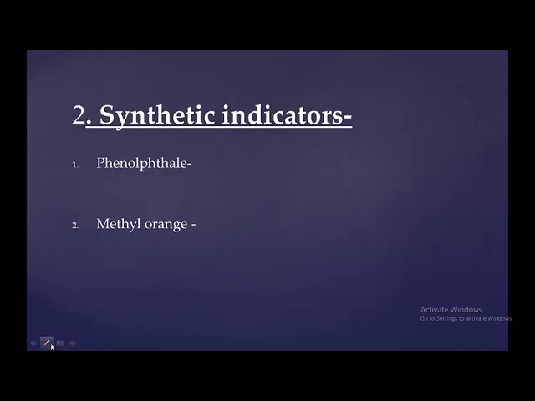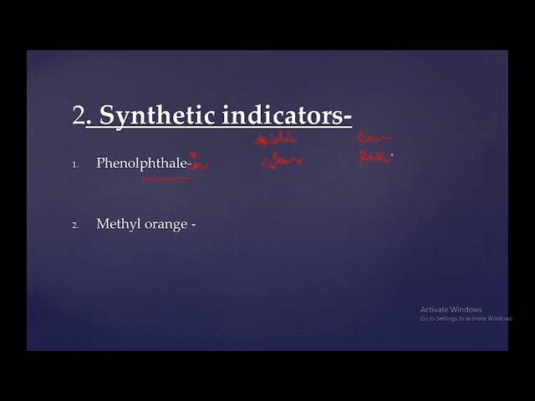So we have the other two synthetic indicators. The first one is phenolphthalein. So phenolphthalein, in the acidic medium, is colorless. Generally whenever we perform titration in the chemistry lab, we use phenolphthalein as an indicator, and if it is a base, it appears pink in color.